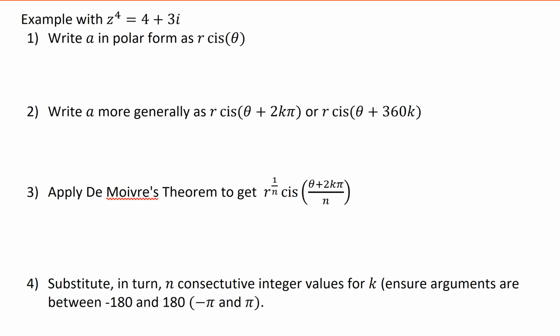Here you go. So this is De Moivre's theorem. This is where you're going to start using this stuff. So here's an example with the power of 4. First of all, we're going to try and write this in polar form. So what is that in polar form?